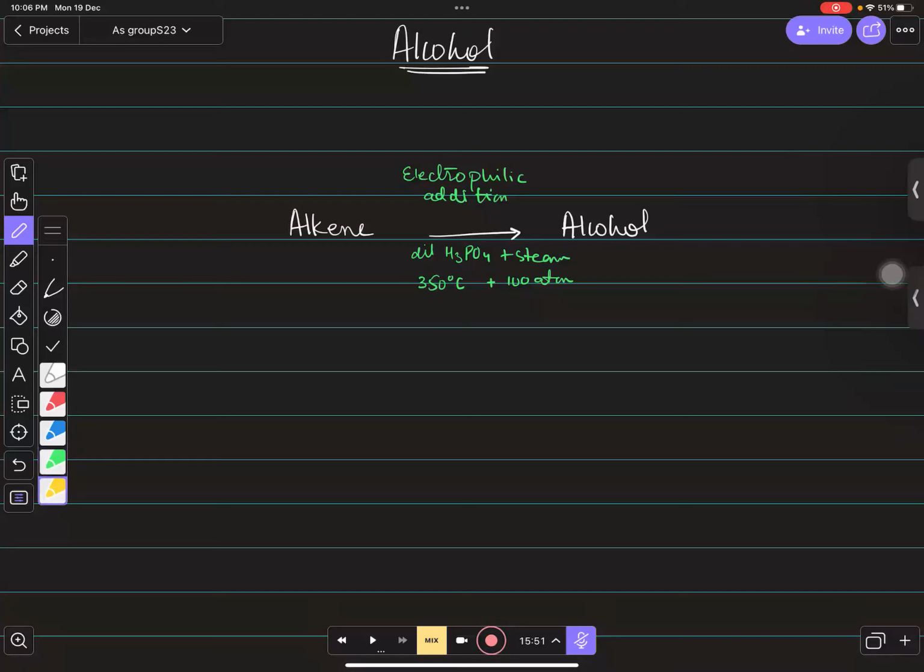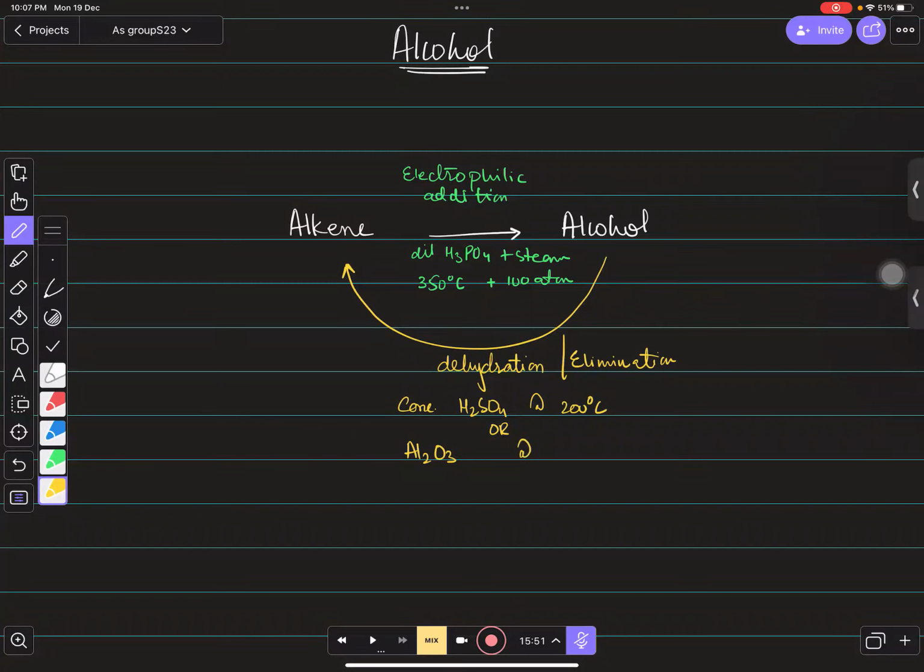And we also talked about the conversion of alcohols back to alkenes, and that was a dehydration reaction, or you can say it was elimination of a water molecule, right? For this the conditions were that you can use concentrated sulfuric acid along with 200 degrees Celsius temperature, or the alternate condition was that aluminum oxide can also be used to do this work at 350 degrees Celsius temperature. Right? We have done this, right?